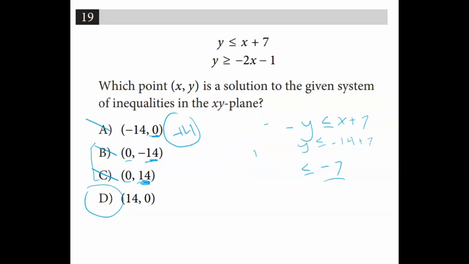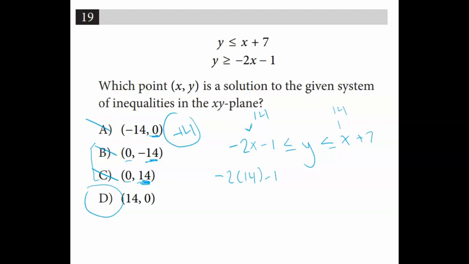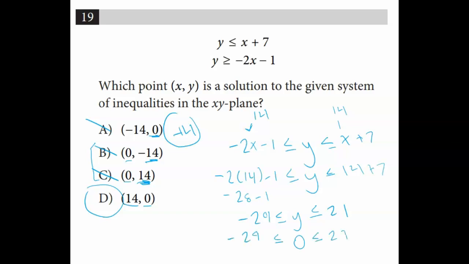But to double check our work, I would still like to plug it into that equation and make sure we were doing it correctly throughout the other problems. So let's look. Negative 2x minus 1 is less than or equal to y, less than or equal to x plus 7. And we're going to plug in 14 for x. So we get negative 2 times 14 minus 1 is less than or equal to y, less than or equal to 14 plus 7. And so we get negative 28 minus 1, so negative 29 is less than or equal to y, less than or equal to 14 plus 7, which is 21. And sweet. So when we plug in that, we get 0. So is 0 less than or equal to 21 but greater than or equal to negative 29? Yes. So D is going to be the correct answer choice here for number 19.